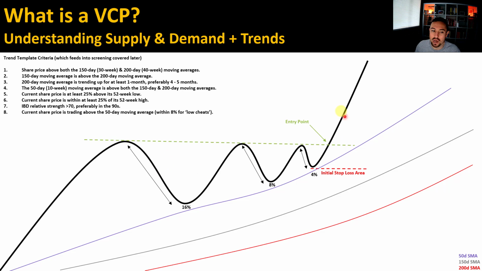Now, this is kind of a perfect schematic. Is it going to happen that perfectly, that it goes from 16% to 8% to 4%, or from 20% to 10% to 5%?